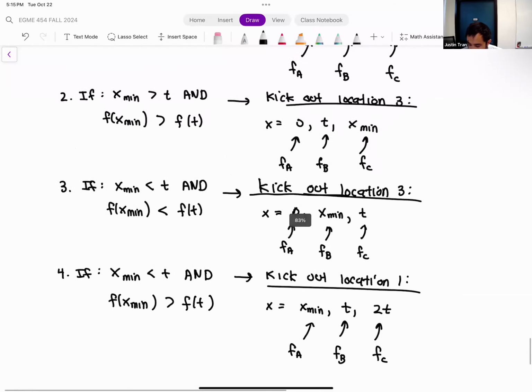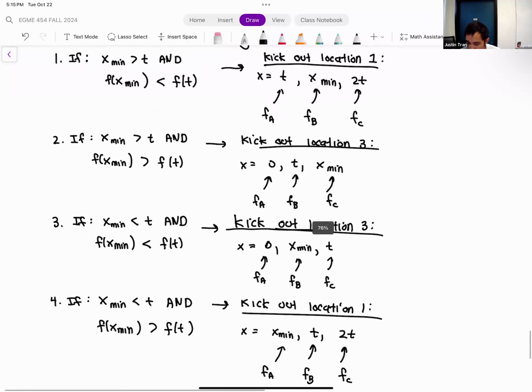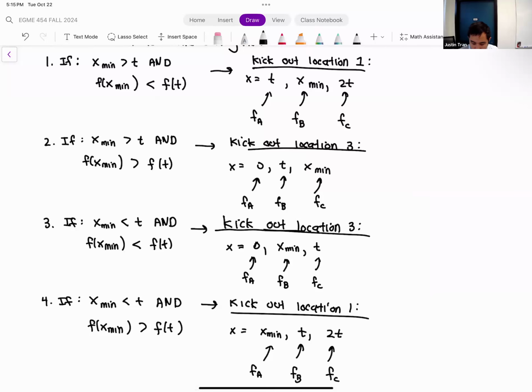Okay, let me zoom out just so you can see all of it, because I know I went a little bit fast there. Okay, so those are our 4 conditions for phase 2.